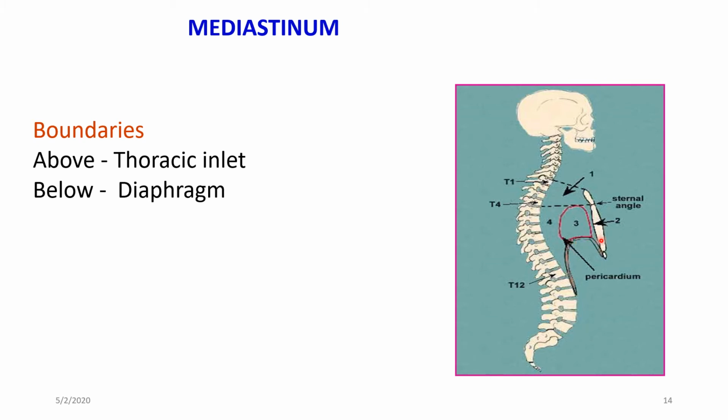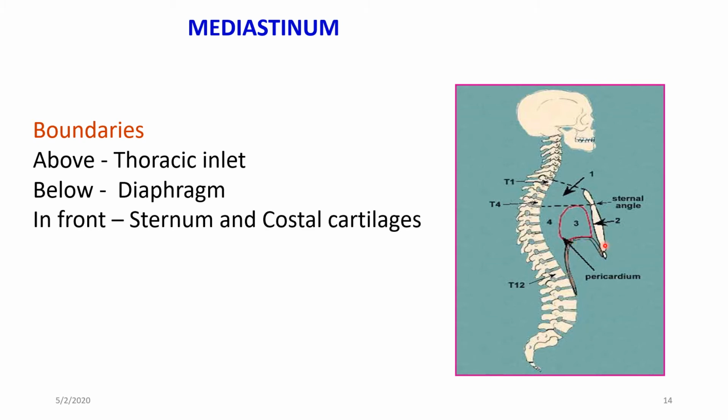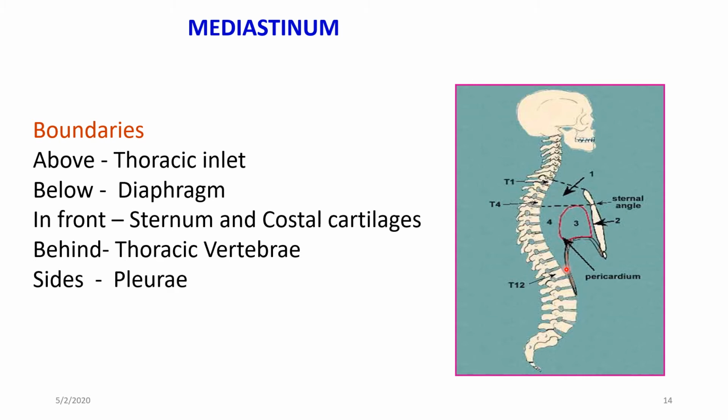Below is the diaphragm. In front is the sternum and the costal cartilages that are attached to the sternum. Behind will be the thoracic vertebra. On either side will be the pleura, the right and left pleura covering the lung.